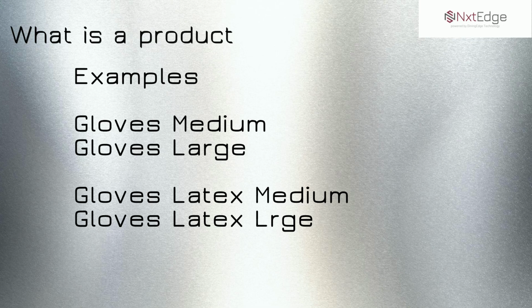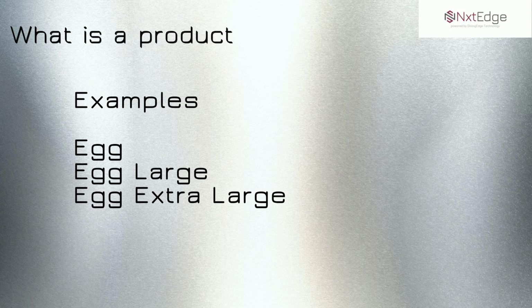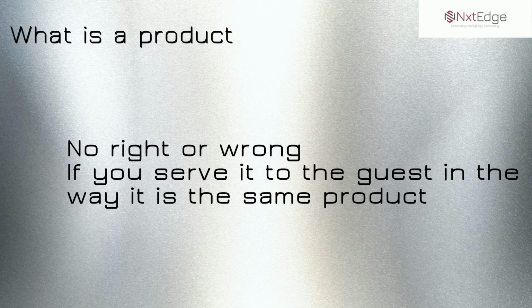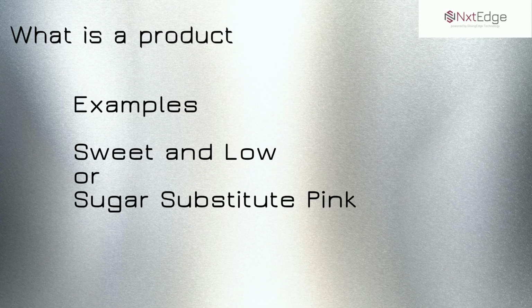Now if you have latex-free and latex gloves, then maybe you would call it gloves, latex, medium. Eggs you would say egg large or egg extra large or just egg. There is no right or wrong, just how you refer to the product. A good rule is, if you serve it to the guest or use it the same way, it is the same product. Another example. You buy brand name sweet and low packets and the generic sweet and low packets. You use them the same, so it would be called sweet and low or sugar substitute pink.